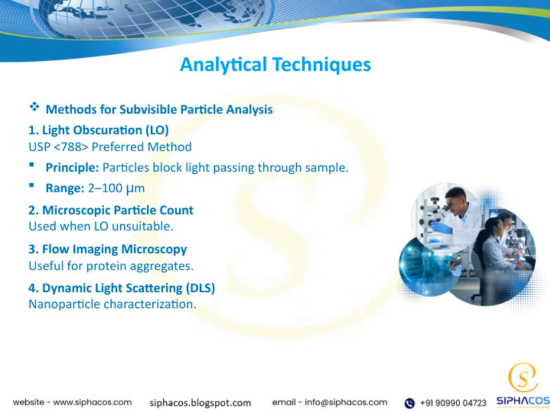Let's look at the main analytical techniques we use to study subvisible particles. First up is light obscuration, the preferred method according to USP standards. It works by detecting particles as they block light passing through a sample, covering sizes from 2 to 100 microns. When light obscuration isn't suitable, we turn to microscopic particle counting. For protein aggregates, flow imaging microscopy gives us detailed insights. And for nanoparticles, dynamic light scattering is the go-to method. Each technique has its strengths, depending on what we need to analyze.